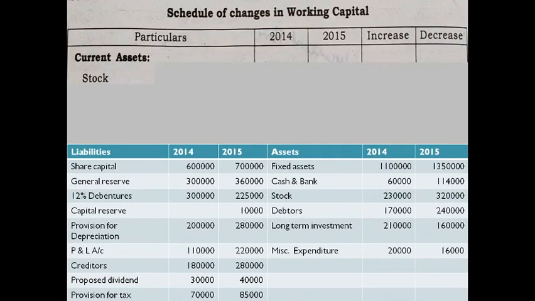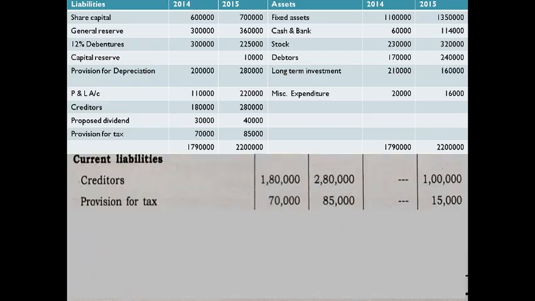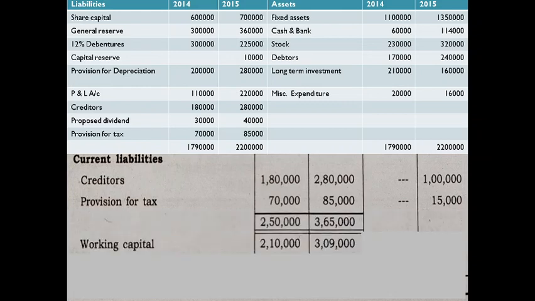So let us record that item on the liability side as provision for tax. In the opening it was 70,000. By the end it was 85,000. As usual, just as you deal with a current liability item, you have to deal with provision for tax. Once you have prepared all the items, you just need to find the working capital, and you know how to find the working capital. You just need to take the difference between current assets total and current liability total, then you will get working capital.